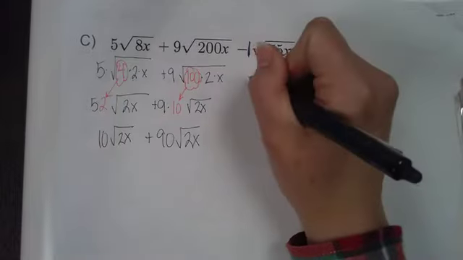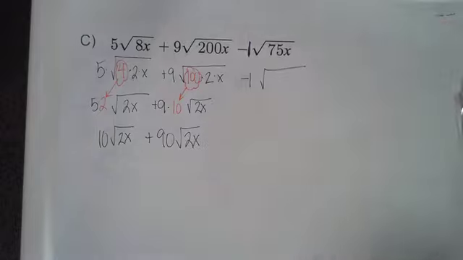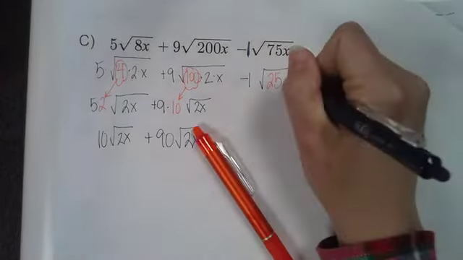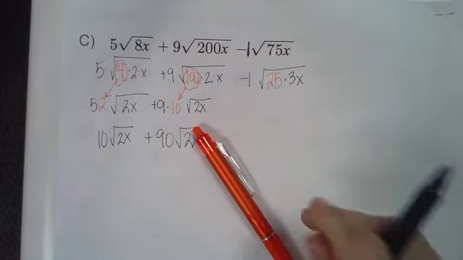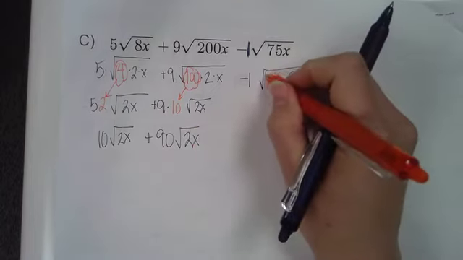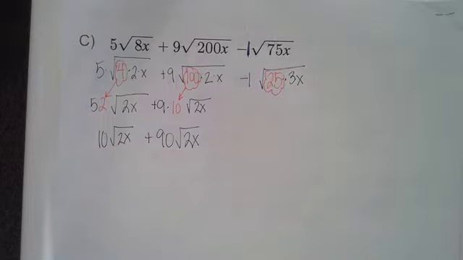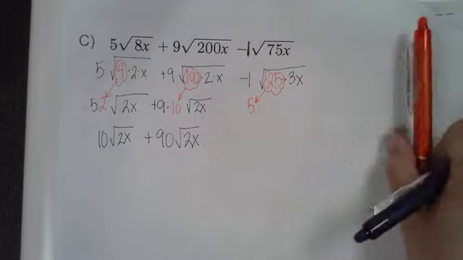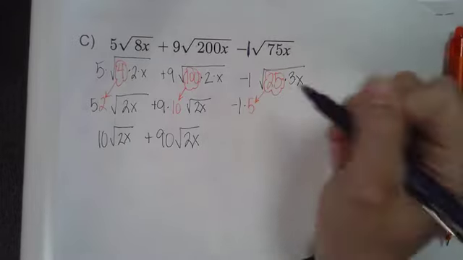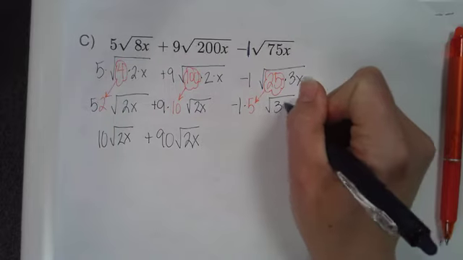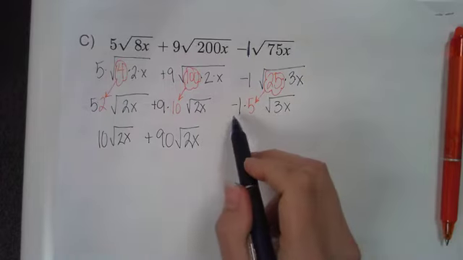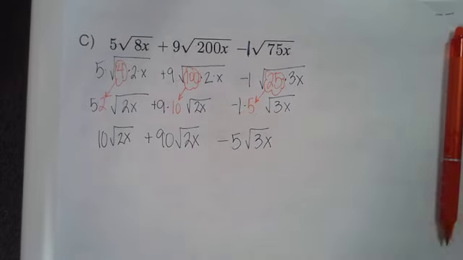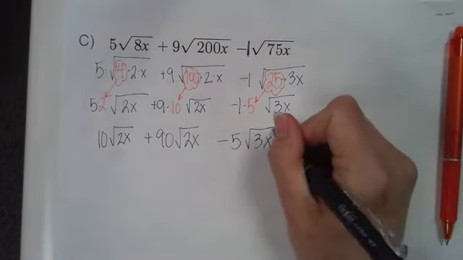And then over here, last one, we have a negative 1. Tell me about 75x. 25 times 3 times x is very good. 25 is magical. What does it come out as? 5. Very good. There's that negative 1 we're multiplying. And inside we have a 3x. What's negative 1 times 5? Good. Radical 3x. Ladies and gentlemen, which ones are like radicals?